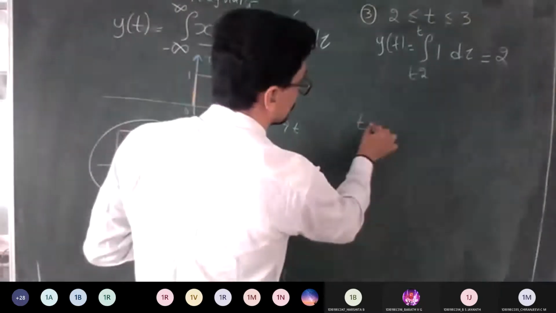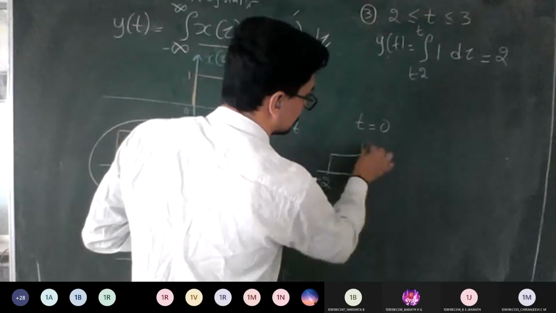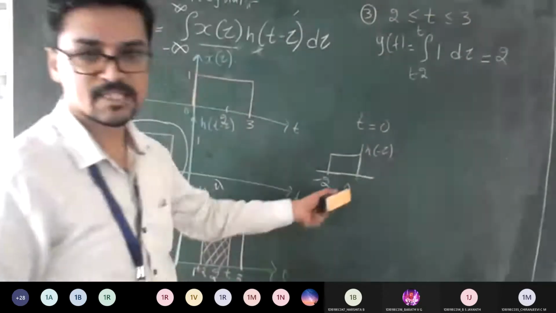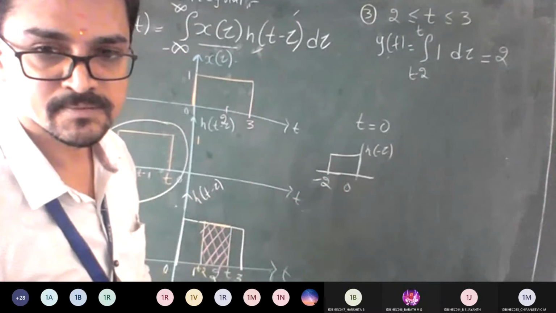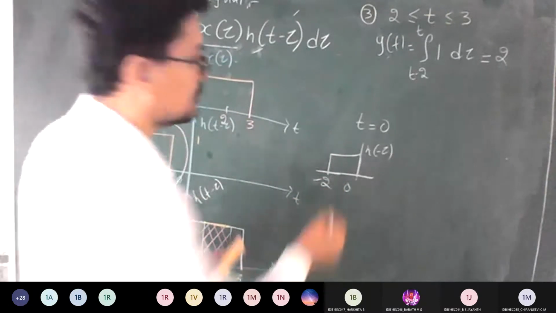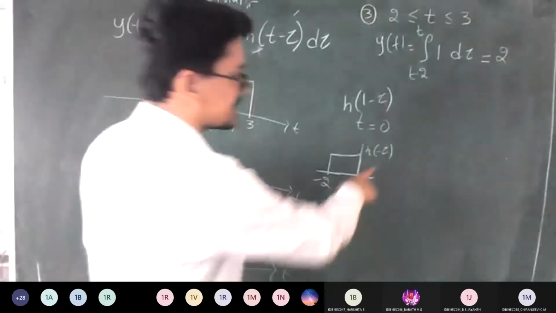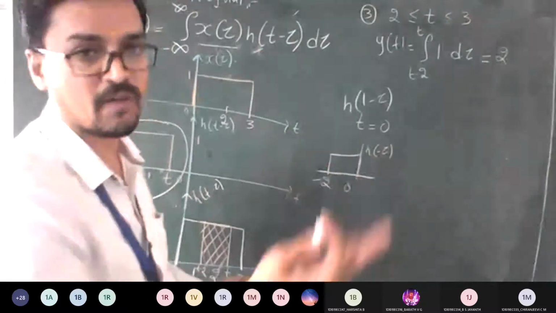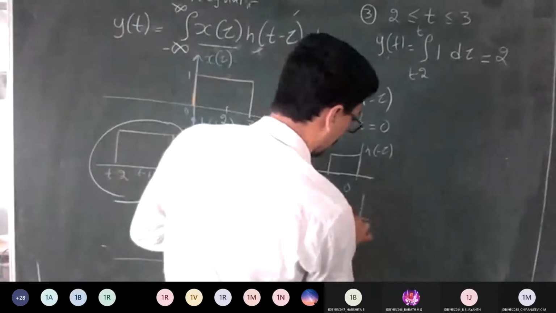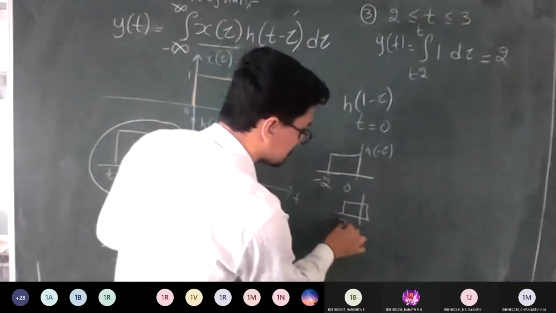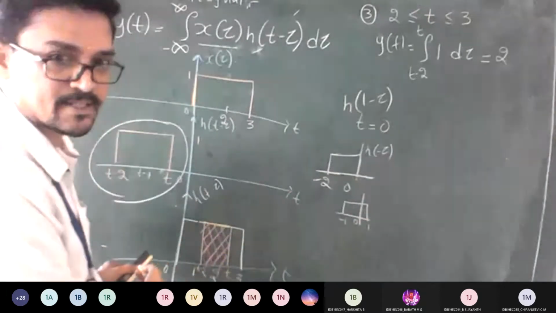If I take T equal to 0, I will get the signal like this. Correct? H of minus 2. This is a signal. Correct? Okay. If I take T equal to 1, then how does it look? So how will you plot H of 1 minus 2? I already taught you, right? H of T minus 2, whatever you have, you delay by 1, I told. Correct now? Yes, sir. So it means it will move further. So what is the movement now? This is minus 1 and this is plus 1. Agree? Okay, sir.